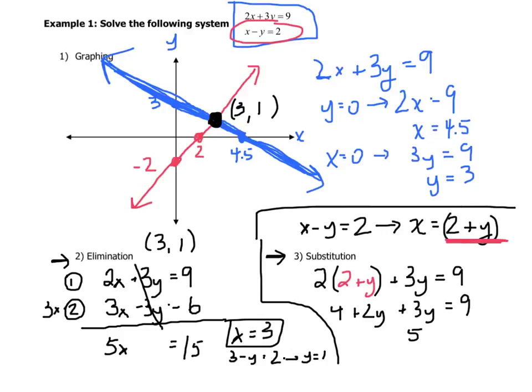Putting everything together here, I get 5y plus 4 equals 9. Subtracting 4 off both sides, I get 5. And therefore, y is equal to 1. Well, guess what? You still need to plug that y equals 1 into an equation, and guess what you're going to get for x? Well, the same result. And so we end up with the same conclusion, 3, 1 as our solution.